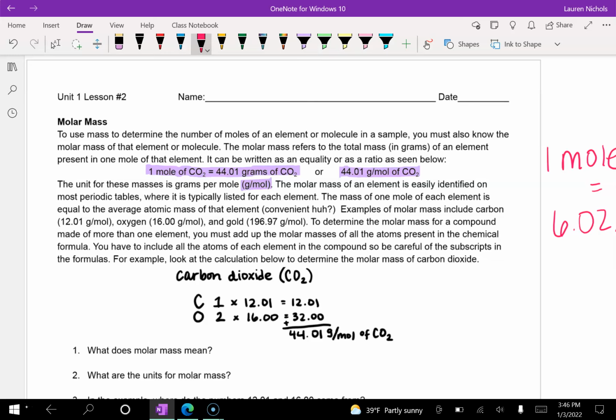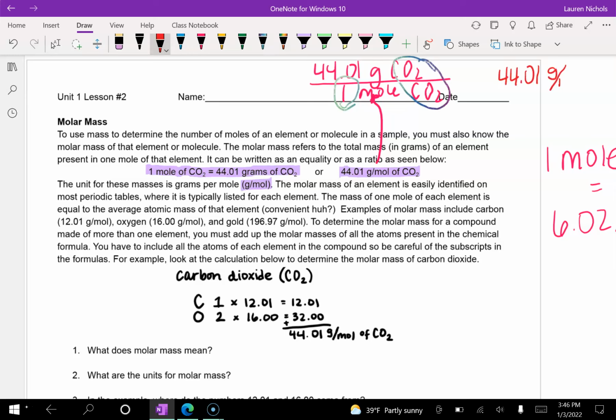And what that's saying, like with this ratio here, is that you have 44.01 grams of carbon dioxide per 1 mole of carbon dioxide. But remember, chemists are kind of lazy. This one we don't really write, and the fact that it's carbon dioxide twice, we get a little lazy, so we just put 44.01 g/mol, or grams per mole carbon dioxide. We're kind of simplifying it a little bit.